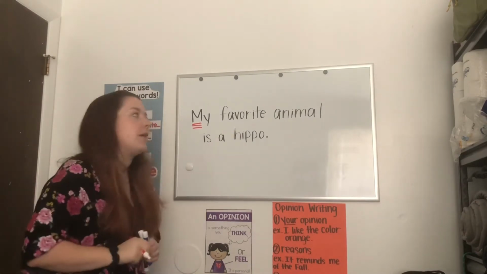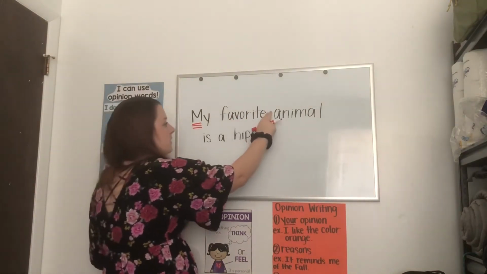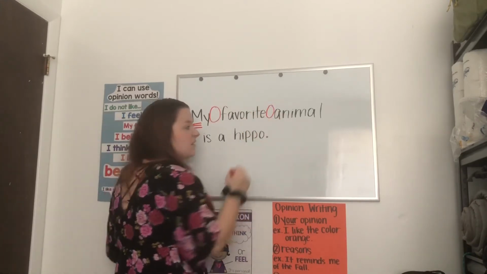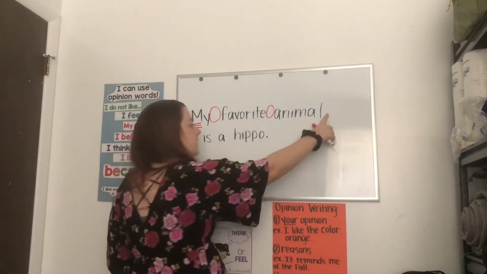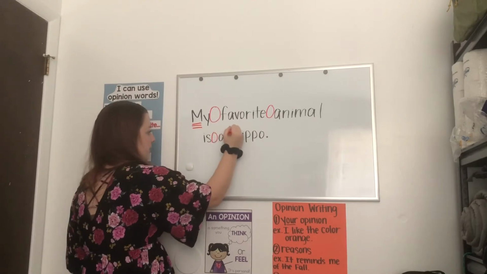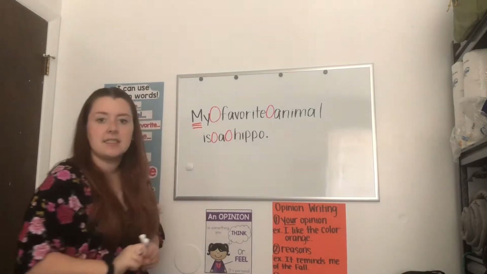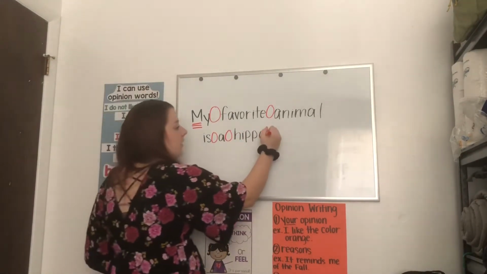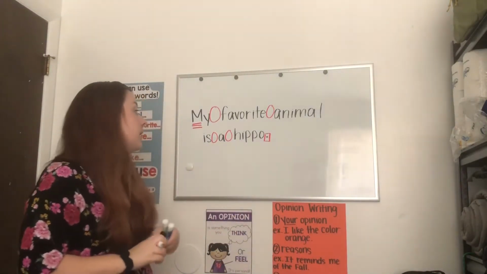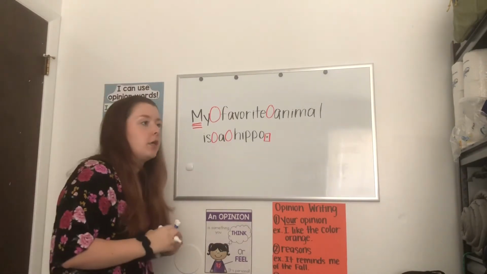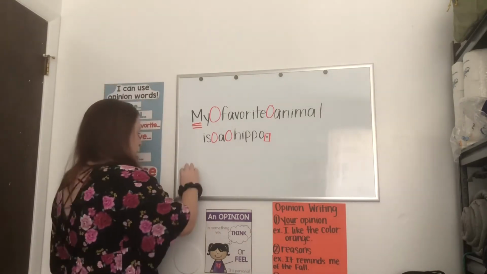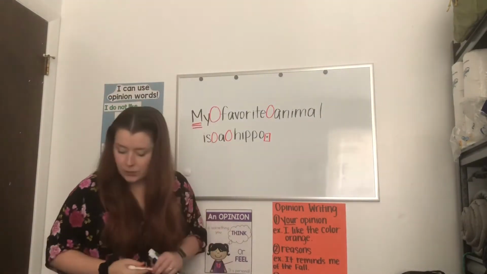The second thing you might notice is I have finger spaces between all of my words, which is really important so that it doesn't look like it's all one really big word. And you can see here, when I ran out of room, I went to the next line, and I still have those finger spaces. And at the very end, I have a punctuation mark. In this case, I have a period, but I also could have done an exclamation mark or a question mark. So we're remembering our top 3 things.